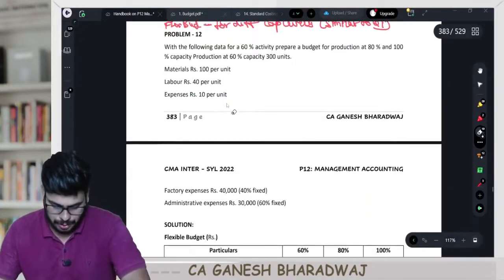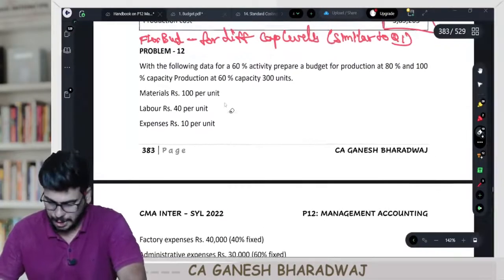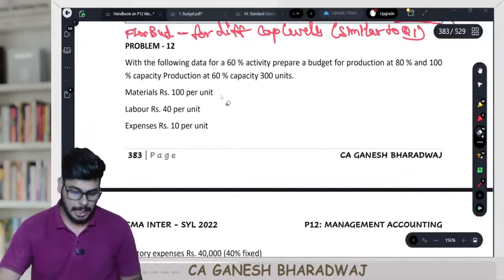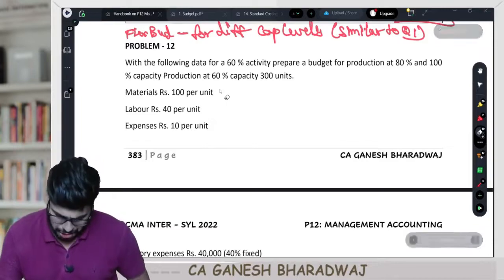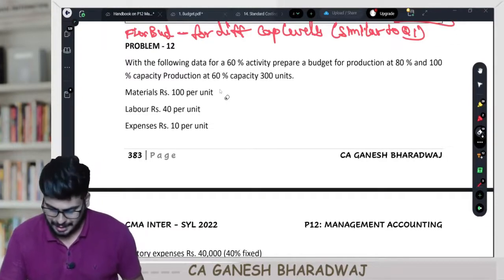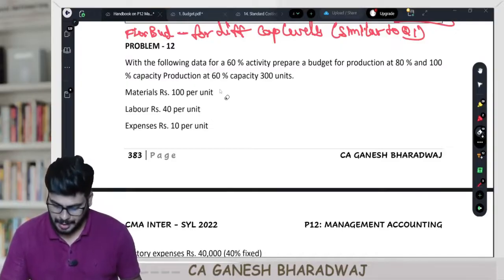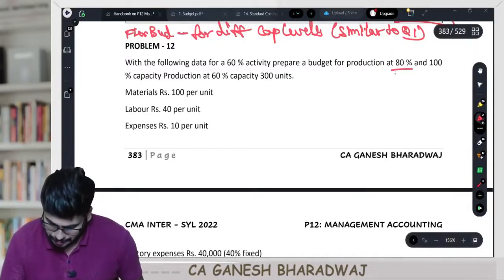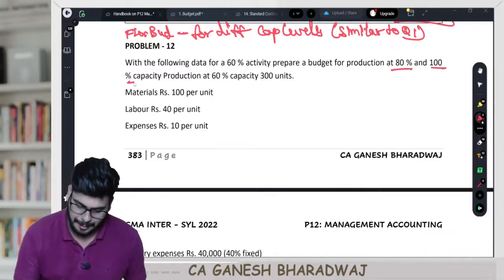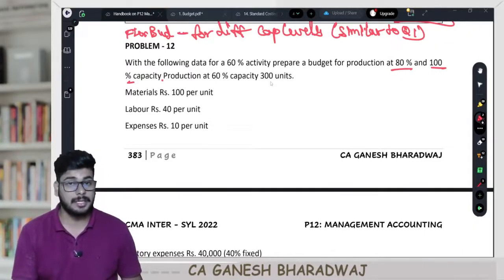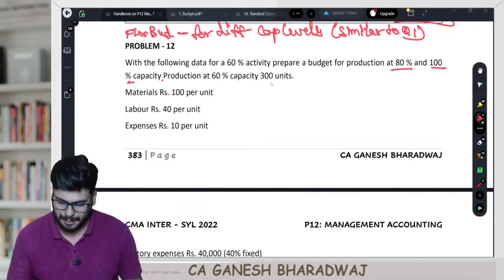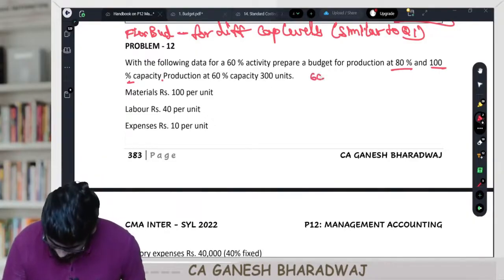We'll do this question. It's actually problem number 12 of our regular batch handbook. With the following data for a 60% activity level, prepare a budget for production at 80% and 100% capacity. The production at 60% capacity is 300 units. Now, what have they given? Presently, the company is operating at 60% capacity.